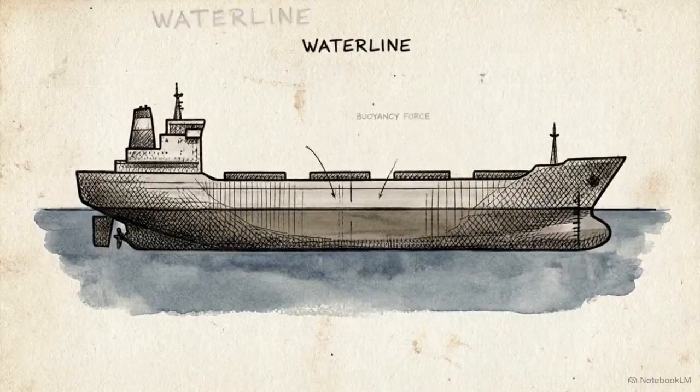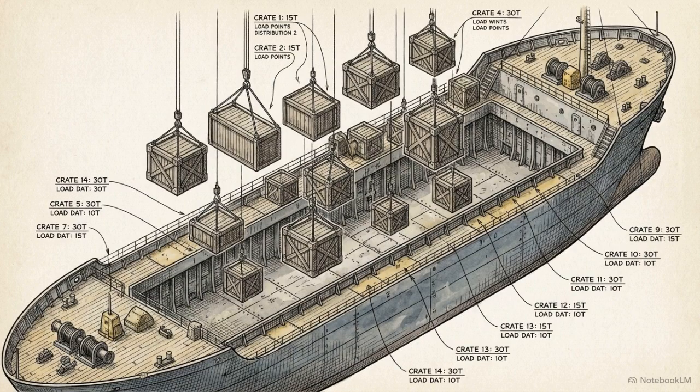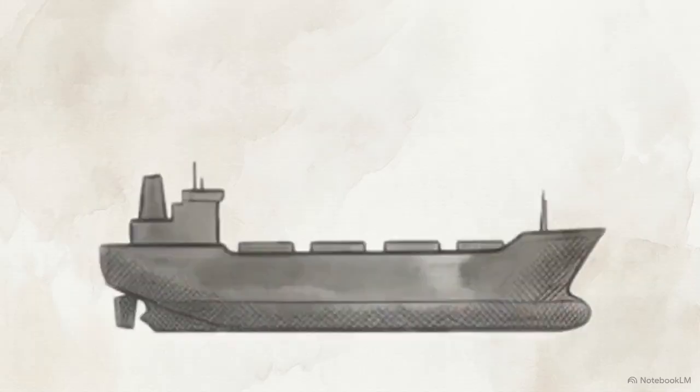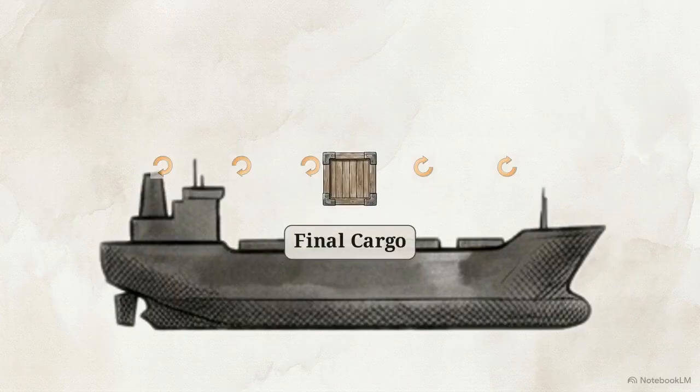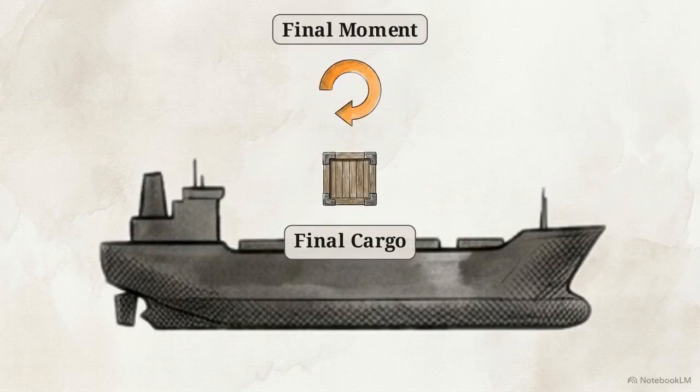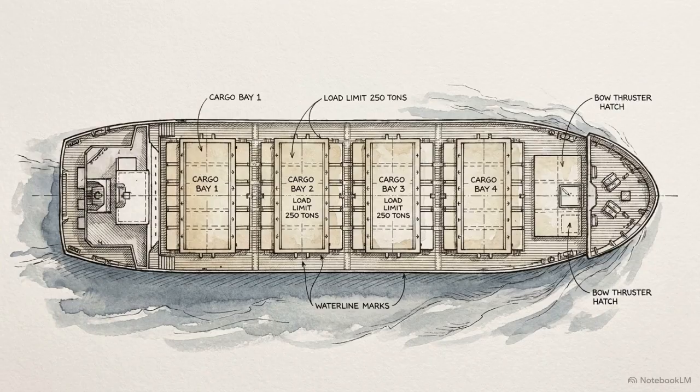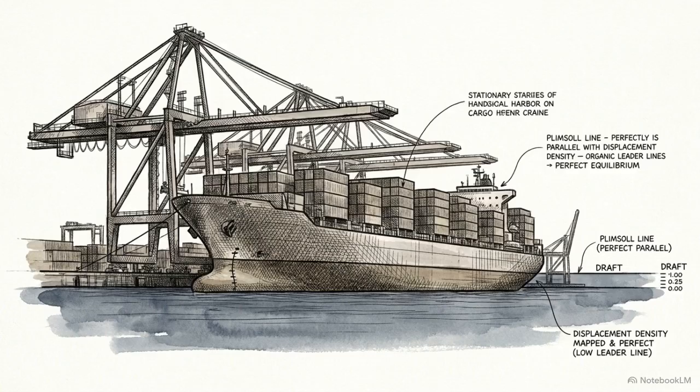If you are loading multiple weights at once, you run this exact same workflow. You simply consolidate your weights into a single final cargo number and sum your individual forces into one final moment before starting the math. By utilizing the sink and tilt method, you prove exactly how the water will react to your cargo plan, guaranteeing the vessel remains balanced and safe before a single crane is even fired up.